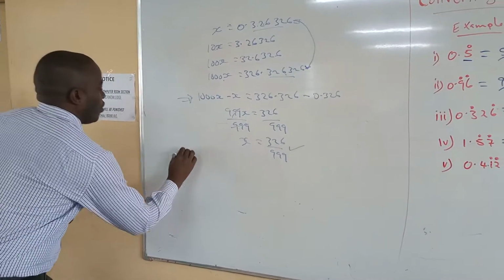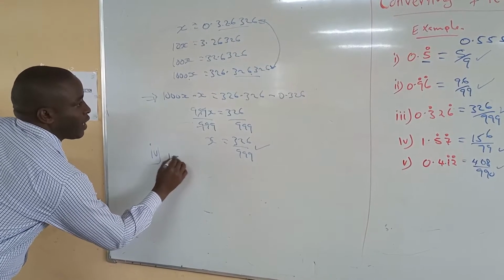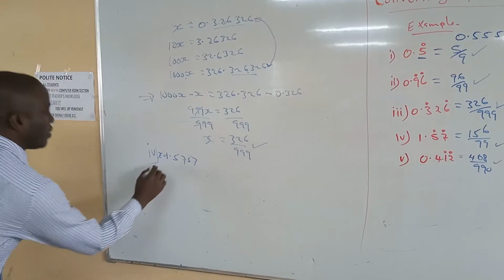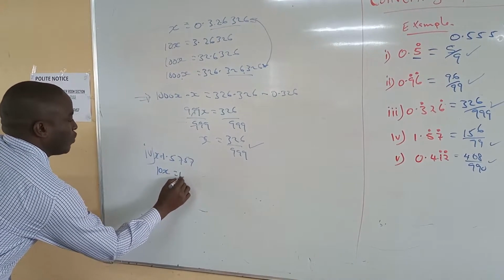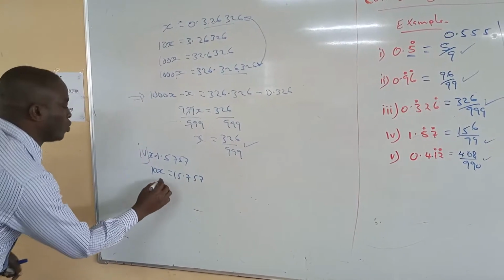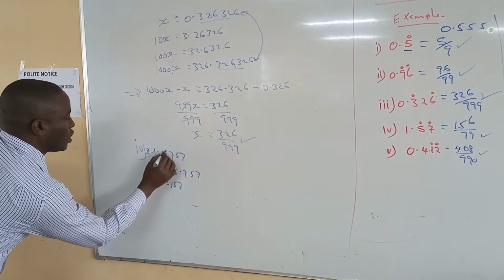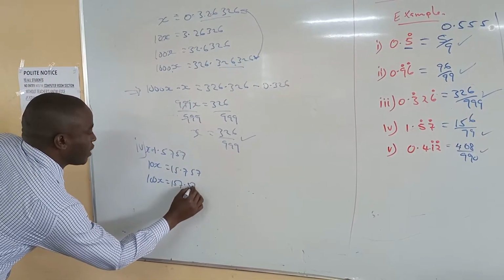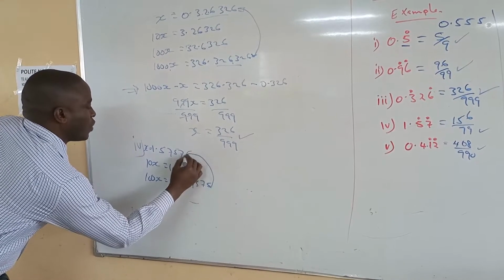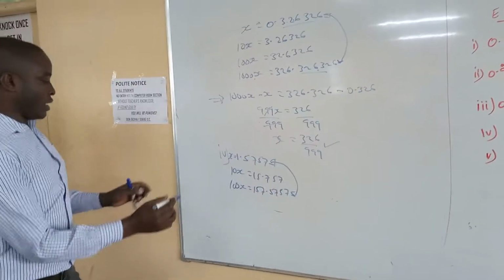Now, Roman number 4 was 1.5757 recurring. So that is our x. Meaning that 10x is equal to 15.757. We continue, 100x will be equal to 157.5757. So this one and this one, after the decimals, we have similar numbers, and therefore we can subtract the two.